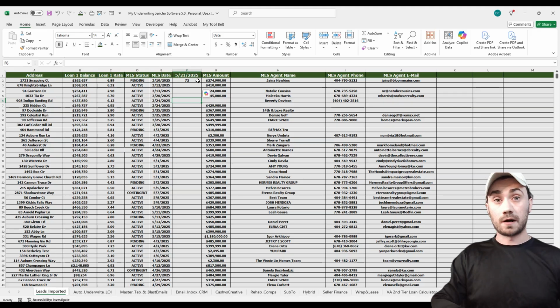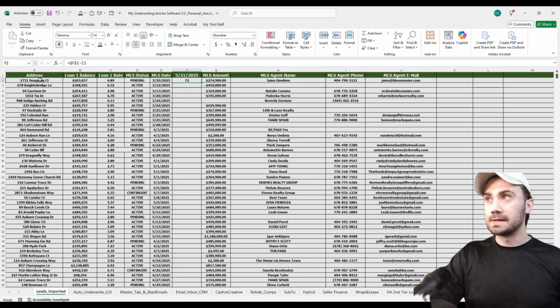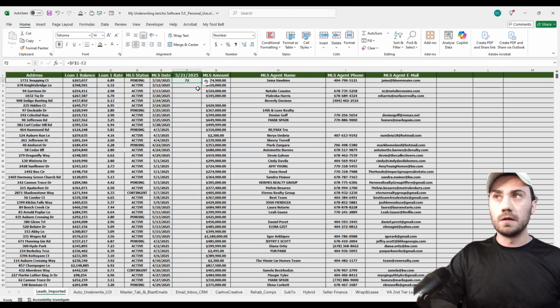This is going to give us an approximate estimate, and we want the days on market because we want to have an idea whether or not the property has been sitting on the MLS for a really long period of time. Plus, the auto underwrite feature that you'll see shortly depends on the days on market, because that's how our cash offer is going to be illustrated to the seller. So the days on market for this listing at 1731 Snapping Circle is approximately 72 days.